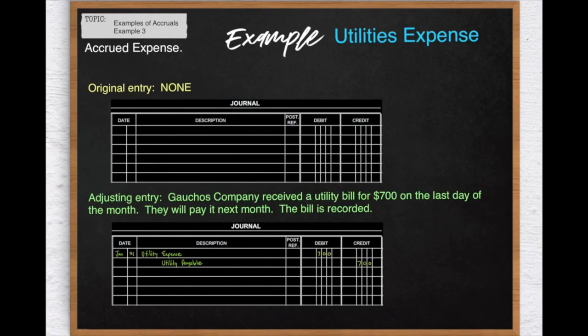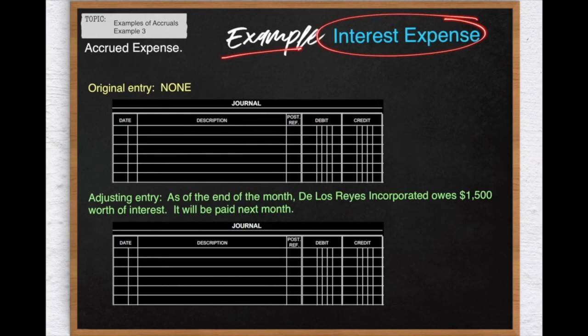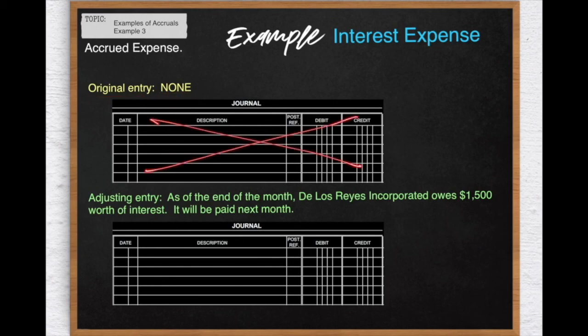All right, let's go to another accrued expense example. In this case, it is interest expense. So here's our example for accrued expense, and it deals with interest expense. Do we have an original entry that we need to adjust? No. I'm trying to drive home this point that accruals do not have original entries, deferrals do. Remember, two types of adjusting entries. So no original entry that we have to adjust.